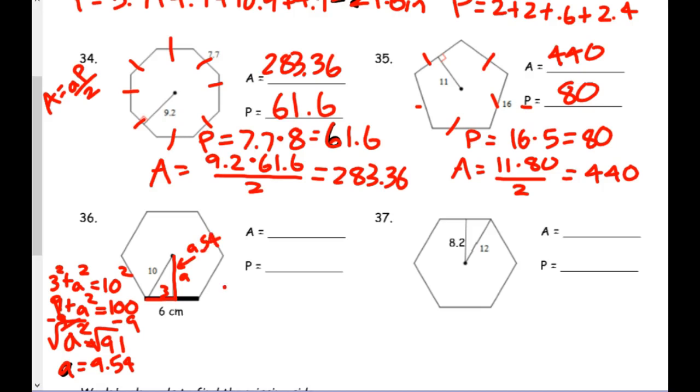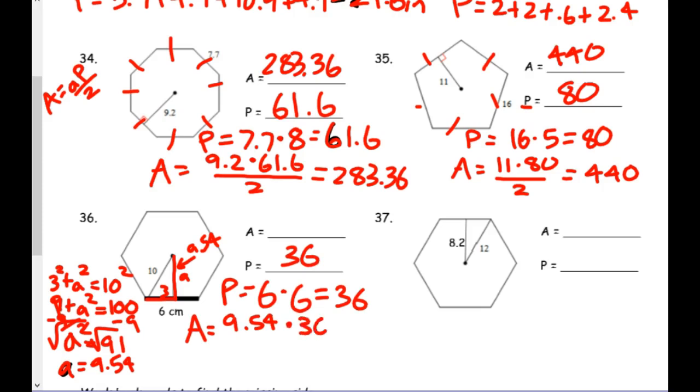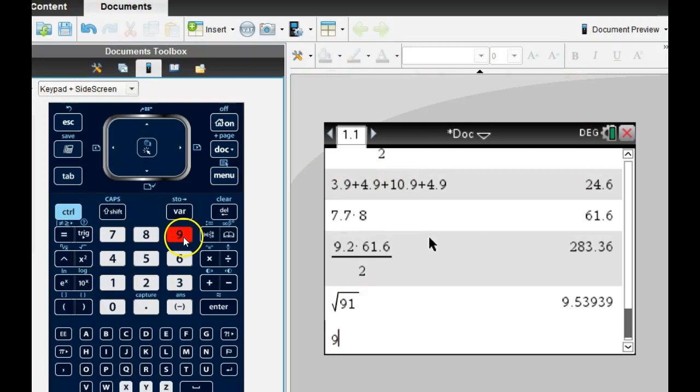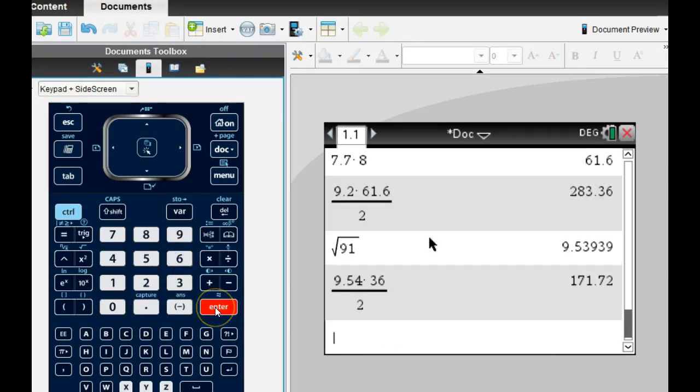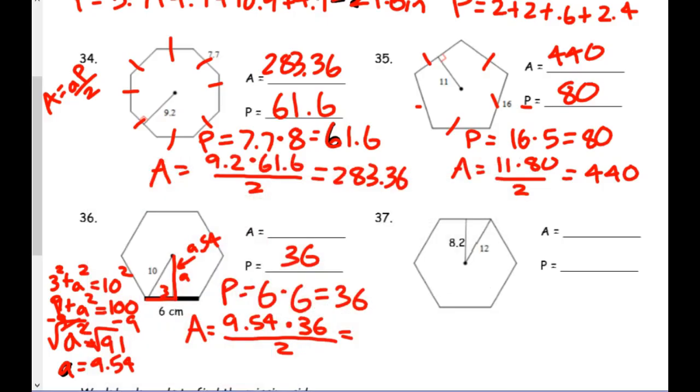So for perimeter, we can do 6 times 6 and get 36. For area, we can do apothem, 9.54 times perimeter, 36, divided by 2. 171.72. Those would be units squared.